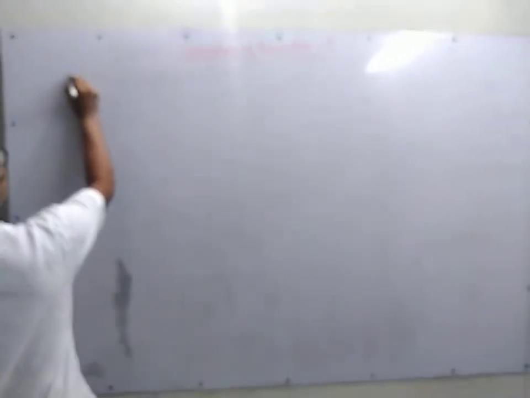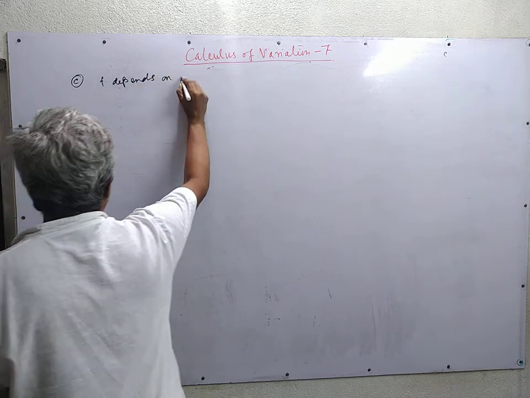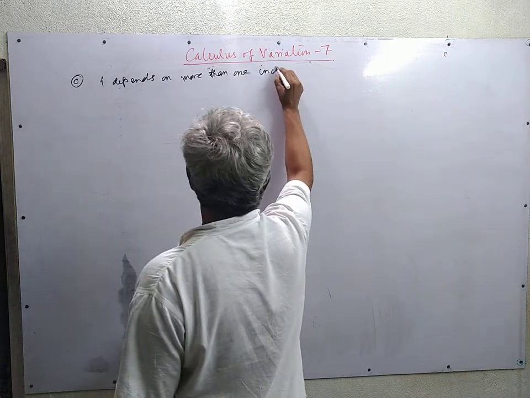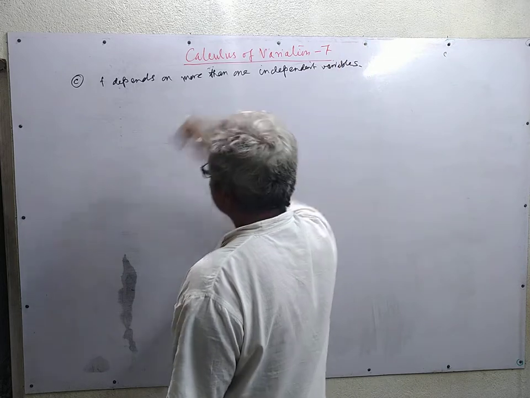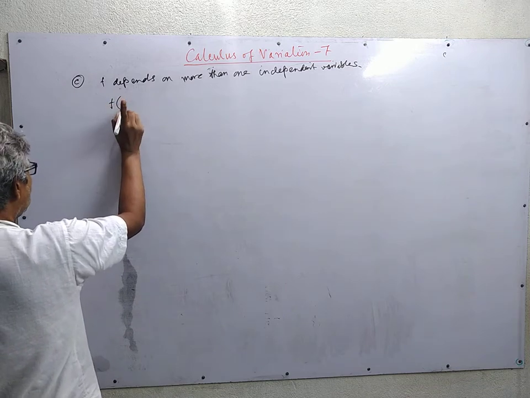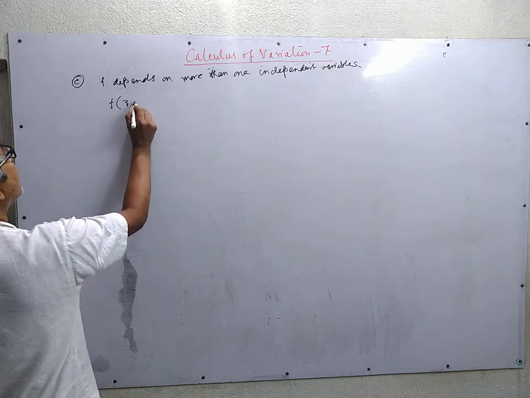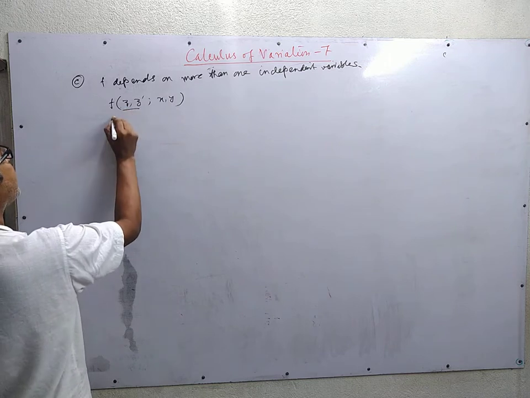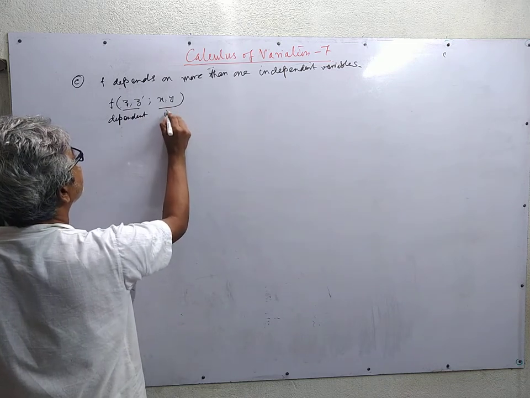This is the third extension: F depends on more than one independent variable. So we consider a functional f which depends on a single dependent variable, which we call z and z prime, and it depends on x and y. So these are the dependent variables, and these are two independent variables.